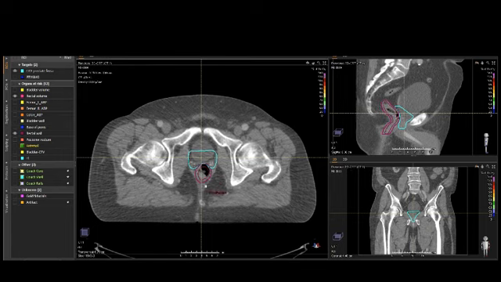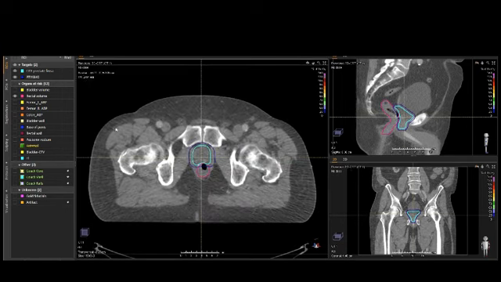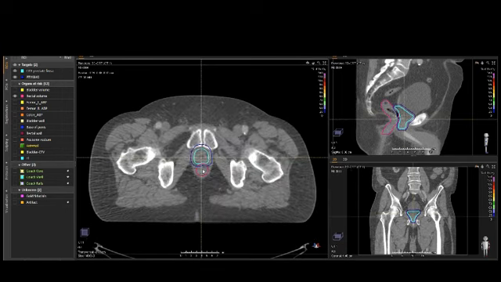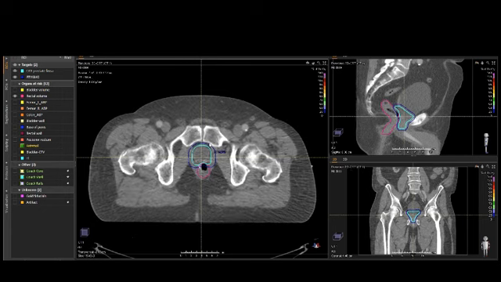Also, I can turn on the rectal wall here. We talked about that in one of the previous videos. Also, there's an expansion around here. The dark blue, that's the PTV, a non-symmetric expansion around the CTV. Okay, and then the femoral heads here, this is the bones on the side.